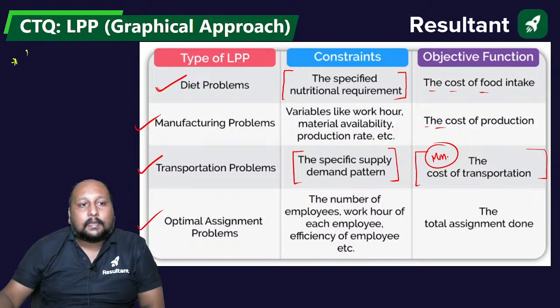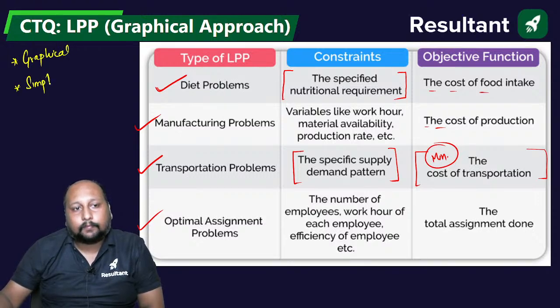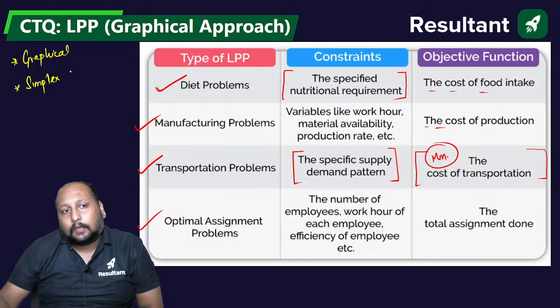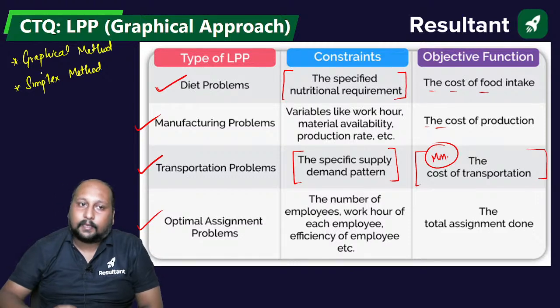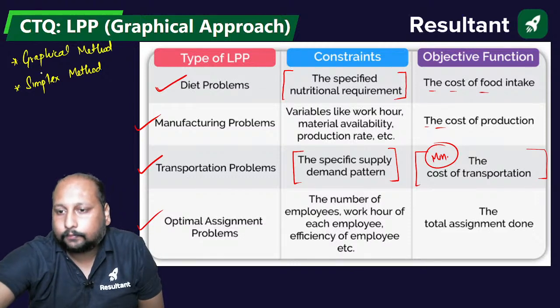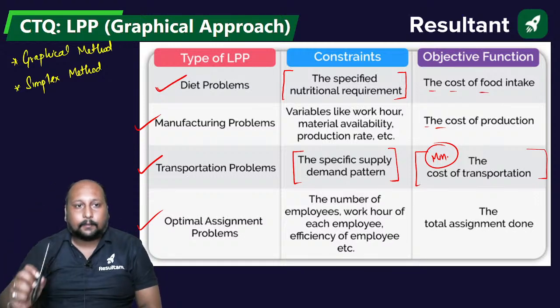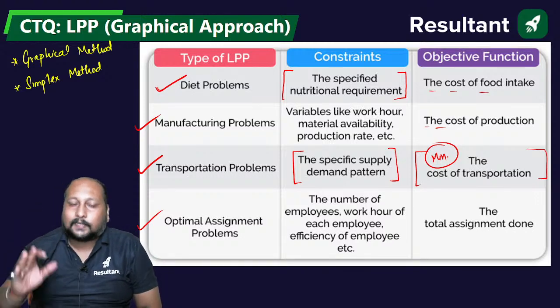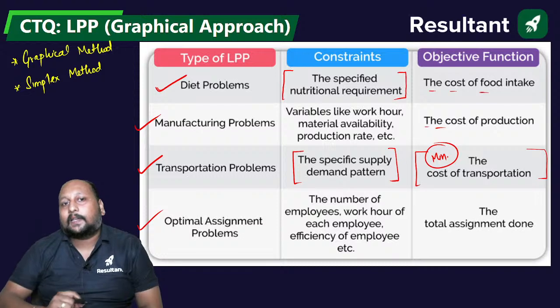One is the graphical approach, and the second is the simplex approach. To solve any LPP problem, we have two basic methodologies, graphical and simplex. Okay, fine. Is this clear till now? Any doubt you are having? Because we'll proceed step by step and take one example.